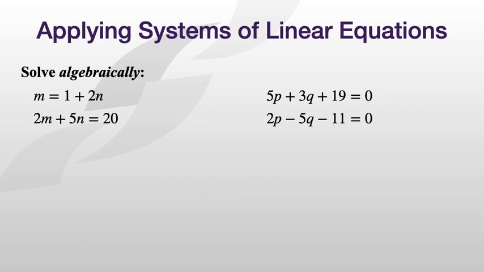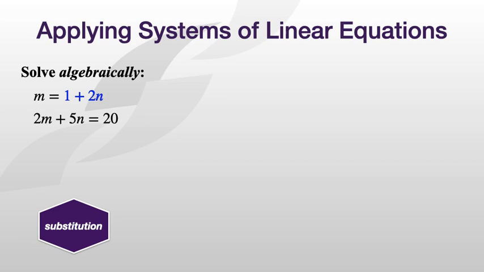Each system can be solved by both substitution and elimination. Let's take a closer look at the system on the left. You might have noticed that, in the first equation, m is already expressed in terms of n. For this reason, I'll choose to use the substitution method. In the second equation, we'll substitute 1 plus 2n for m.